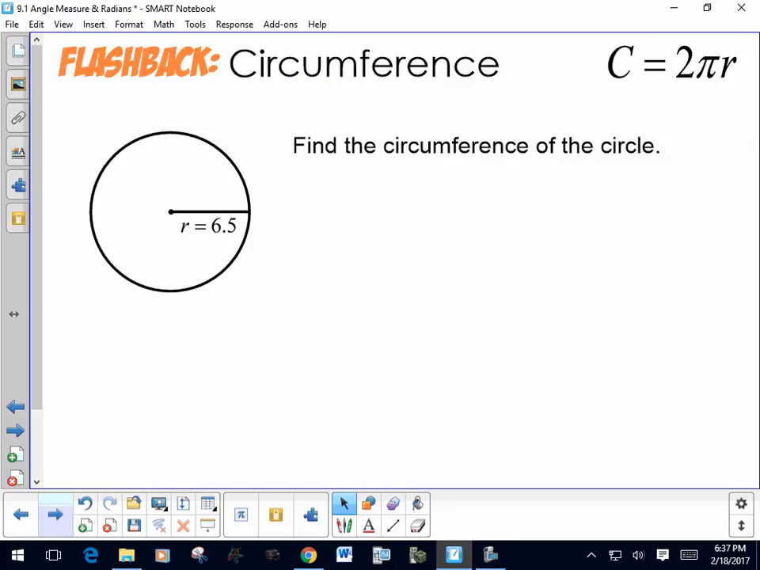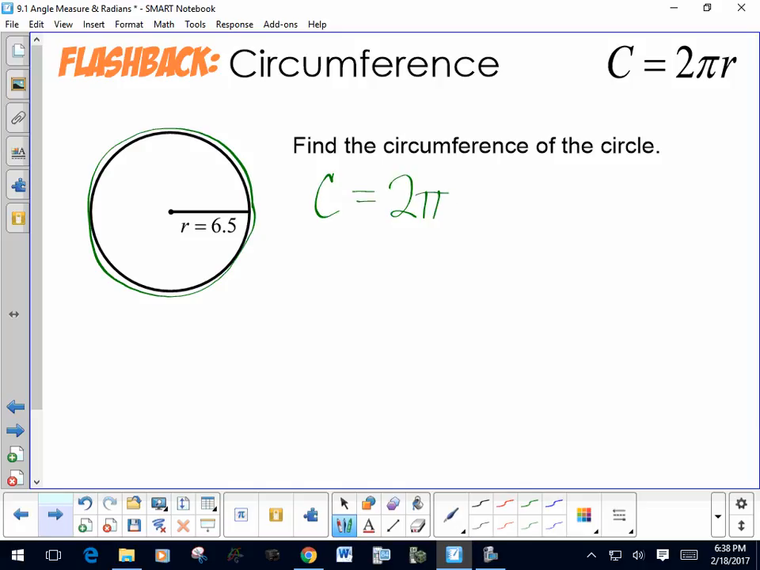Before we get too much into radians, I wanted to remind you about circumference. So the circumference of a circle is, I don't know, you could call it the perimeter. It's the length of that outside edge of the circle. So if I wanted to find the circumference of the circle, I could use the circumference formula, which tells me that the circumference is equal to 2 pi times the radius. Well, this circle happens to have a radius of 6.5, so it'd be 2 pi times 6.5.